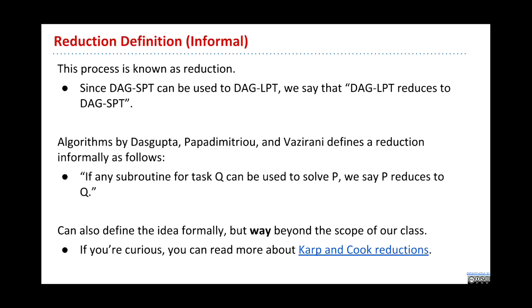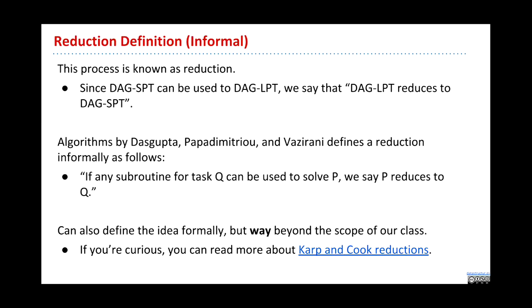Now, we can give a more precise definition. The algorithms textbook used in 170 defines reduction without going into too much math. If a subroutine for task Q can be used to solve P, we say P reduces to Q. Now, I will later use a verb that goes in the other direction and say, no, I'm not going to go there. Why not? I'll save it for later.